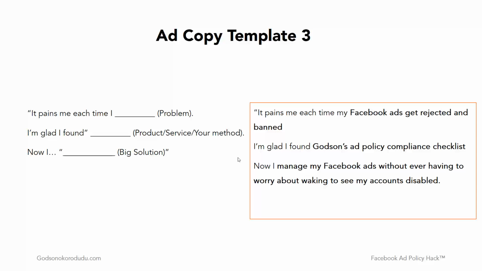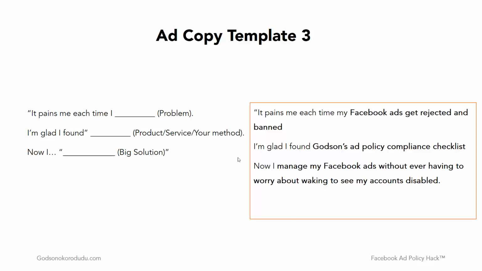It says, it pains me each time my Facebook ads get rejected and banned. I'm glad I found Godson's ad policy compliance checklist. Now I manage my Facebook ads without ever having to worry about waking up to see my ad account disabled. You see how that works? That's simple. So you don't have to go cracking your head, oh, how do I come up with a powerful ad copy?